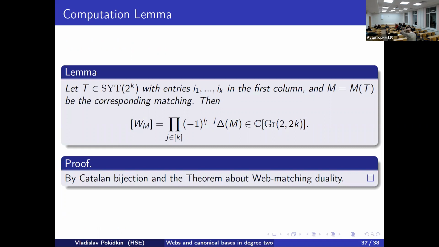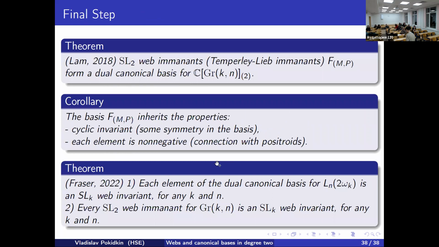And some computation lemma that in the general case invariants can be computed from one-person matching, and it's exactly the monomial set viewed from one-person matching. Here it also should be k, yeah? And the sign of the word is easily computed. So let's try to summarize what we have done. Which results do we have?